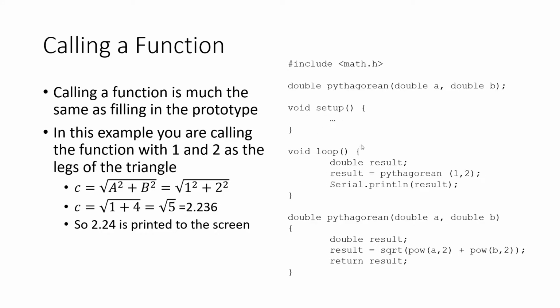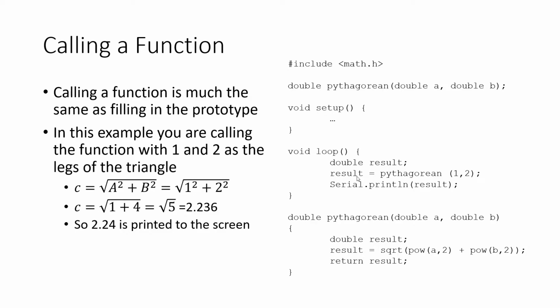Now, if you note, the curly braces around the loop and the curly braces around the Pythagorean function do not meet with each other. They're not nested or anything like that. So the scope of the two result variables is actually different, so they won't interfere with each other.